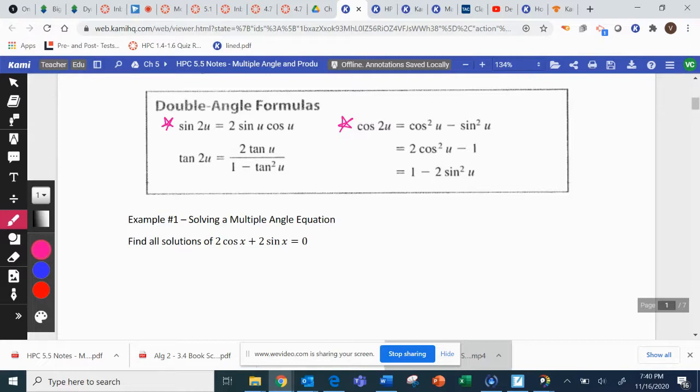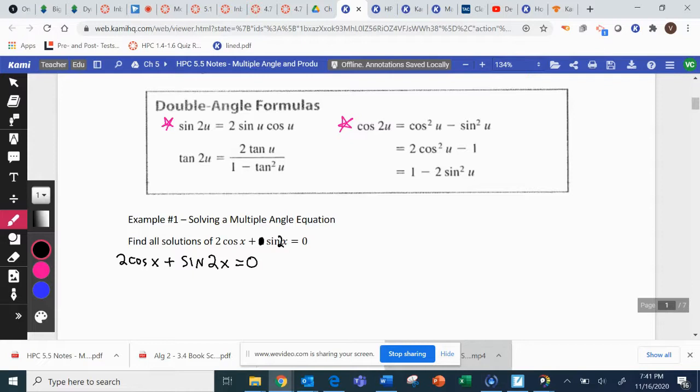So we're going to solve a multiple angle equation. Find the solutions of 2 cosine x plus 2 sine x equals 0. So, you know what? As I am doing this right now with you, I realize I believe I typed it in incorrectly because none of these fit the formula. So just let's go ahead and fix this. It should say sine 2x. I apologize, but when I'm typing up a bunch of stuff, typos do get made. So it should say this.